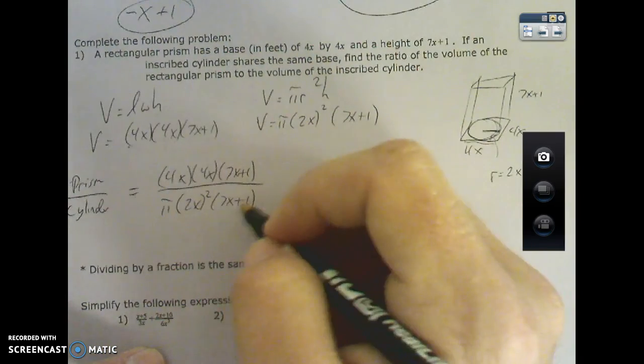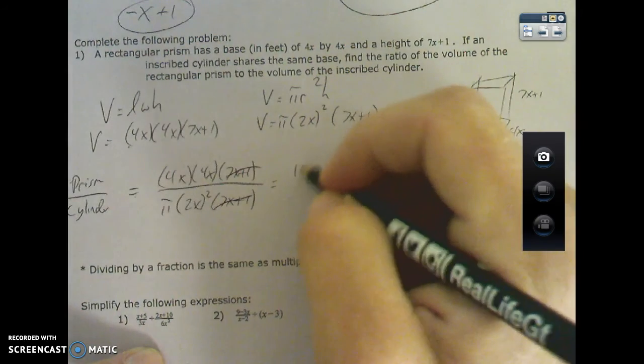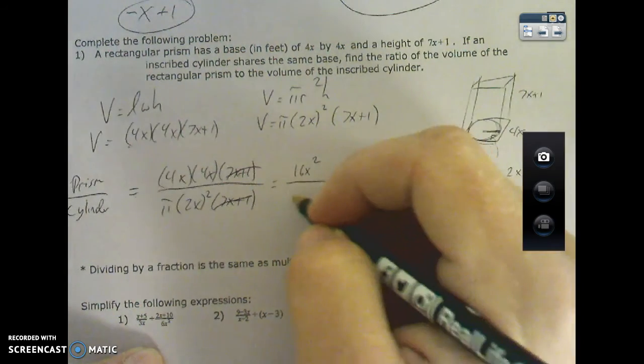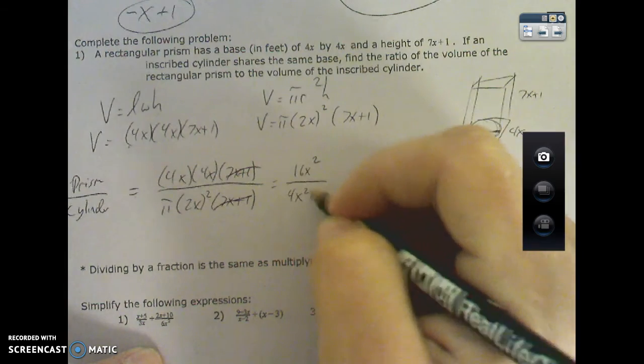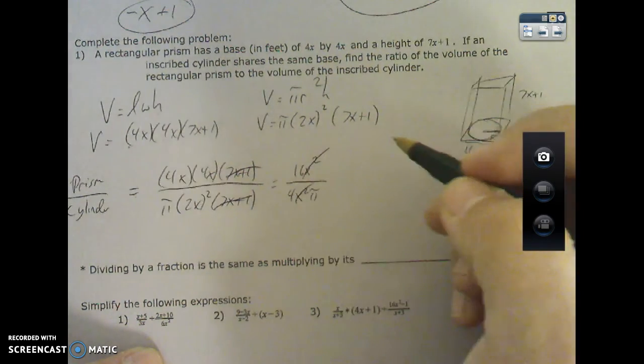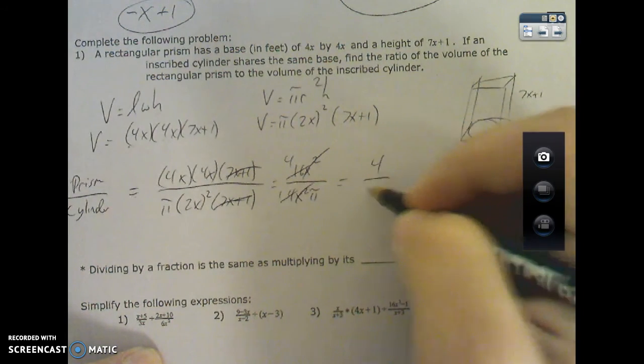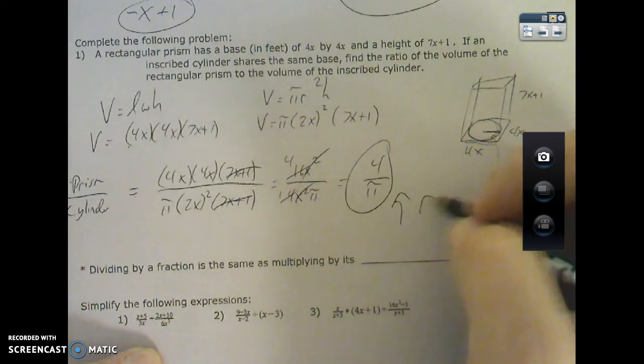Alright, what cancels out? This goes away, that goes away. Let's clean up the top a little bit. I get 16x squared. Down low I get 4x squared pi. So I can cross off the x squared. 16 divided by 4 is 4 over 1. So the ratio is 4 over pi.